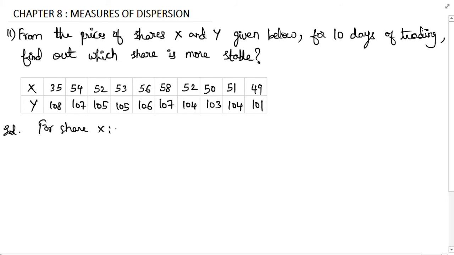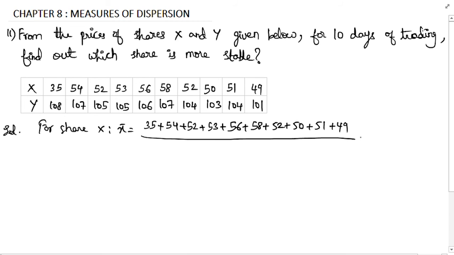X, okay, for share X, we'll find X bar for that, that is equal to, you know that it is sum of the observations divided by number of observations, right? So 35 plus 54 plus 52 plus 53 plus 56 plus 58 plus 52 plus 50 plus 51 plus 49, okay, divided by how many observations are there here? 10. Okay, so that is equal to 510 divided by 10, which is equal to 51.